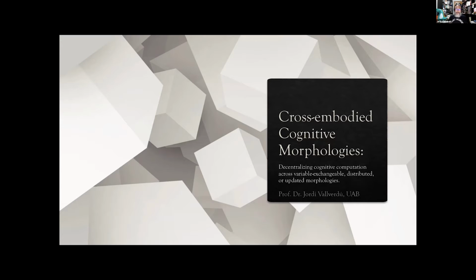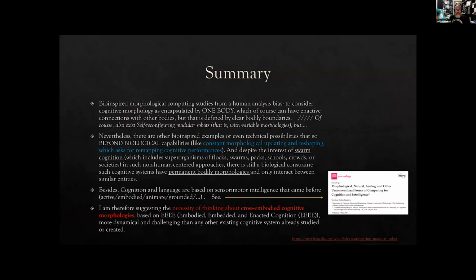In any case, my idea was to discuss those kinds of cognitive morphologies, artificial or mixed, biological and artificial, which are cross-embodied, sharing different kinds of bodies and different ways of thinking bodies, and which challenges they are posing for us. Therefore, I just want to make a summary of what I was trying to do.